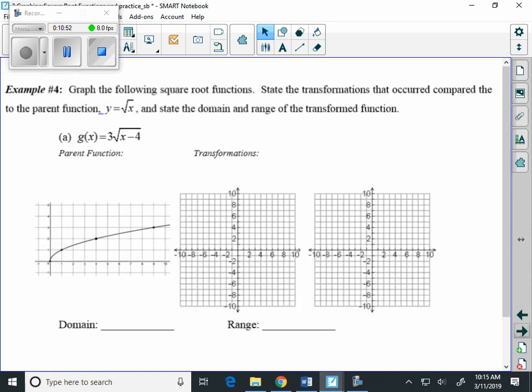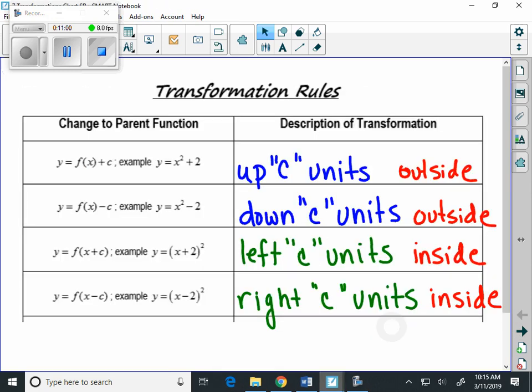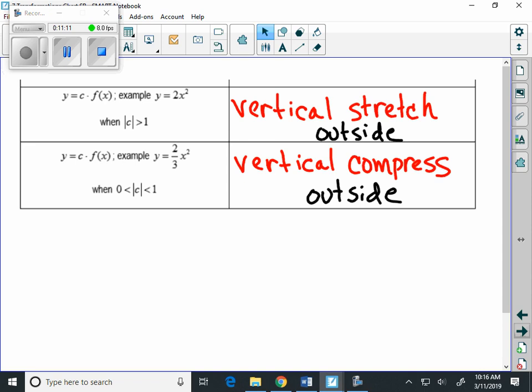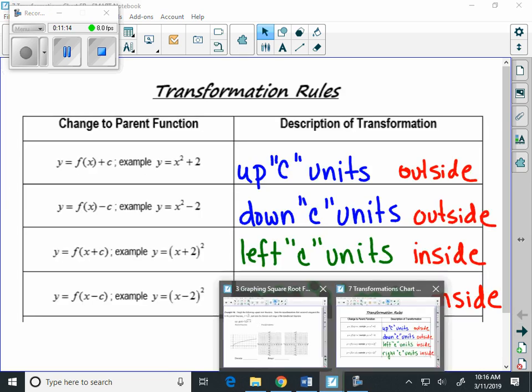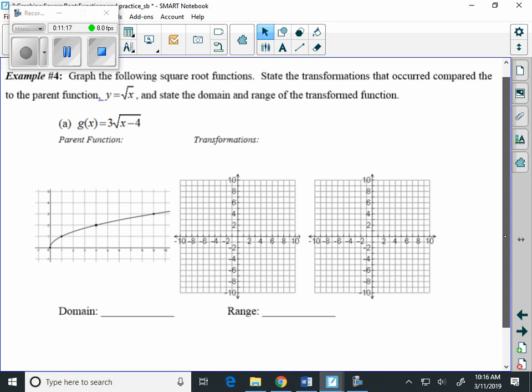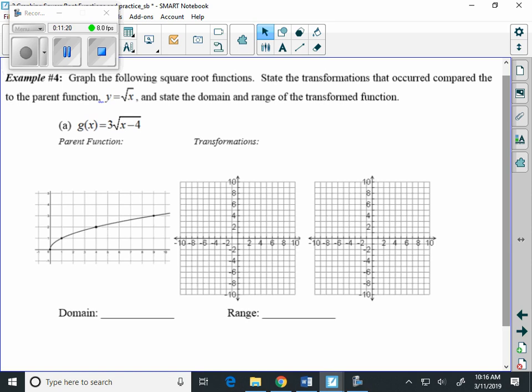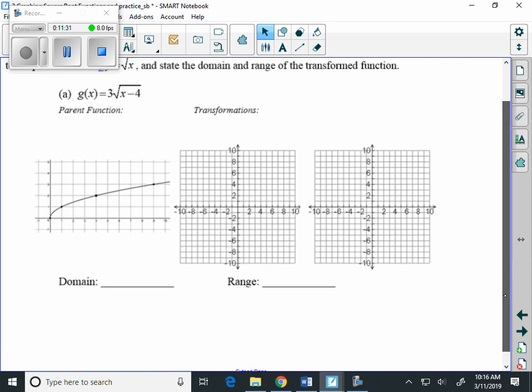But the primary focus here is how do we graph? And again, we're going to graph without using a calculator. And I continue to refer you back to the transformation chart because this is going to look very similar to what we did in our graphing quadratics unit. So we need to be familiar with the various transformations when we graph. So our directions: graph the following square root functions, state the transformations that occurred compared to the parent function, which is drawn for us, and then state the domain and the range of the transformed function.